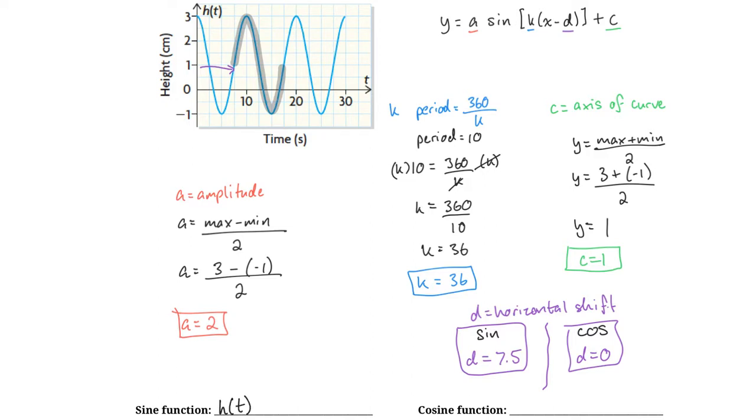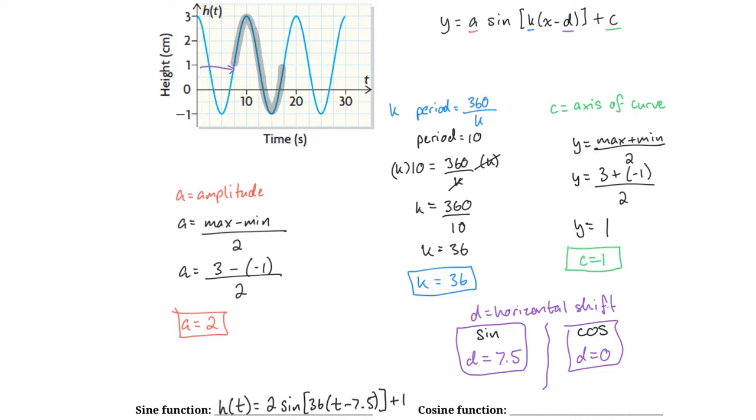So this is going to be the sine function. So 2 is our a value, so this is 2 times sine. And then in brackets, our k value is 36. So remember, this k is always factored. Instead of using x, we're going to use t minus 7.5 because our d value is 7.5. And at the very end, plus 1. So that's our sine function, and we're really just substituting all of these letters with the values that we identified.